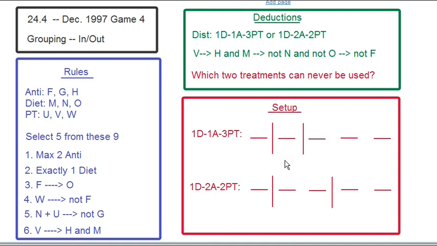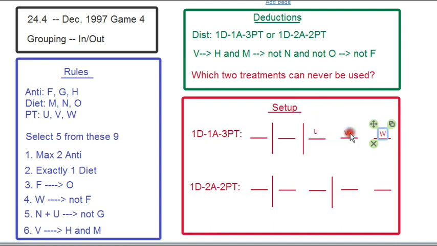All right, so let's think about these two distributions, and that will serve to answer this question, okay? While we're exploring these distributions, we'll learn more about the game, but we'll also get the answer for this question. So one distribution we said was going to be one dietary regimen, one antibiotic, and three physical therapies. So this is not that bad because we automatically can say, all right, well, three physical therapies, that's all of them. So let's put the U here, and the V here, and the W here.